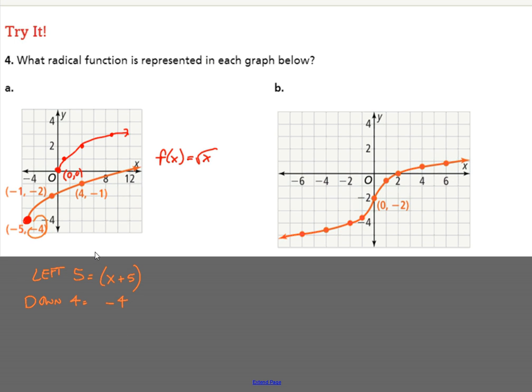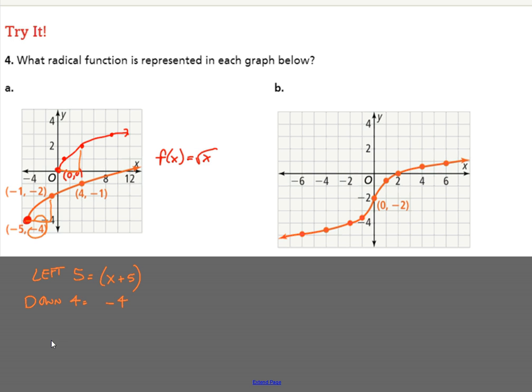All right, so let's see if it's been stretched any. So it should go out 4, up 2. If it goes right 4, it should be at negative 1. And if it should go up 2, it should be at negative 2. So it hasn't been stretched at all, because it went out 4, up 2, and this one went out 4, up 2. Those are the same. So that's a pretty easy function to write.